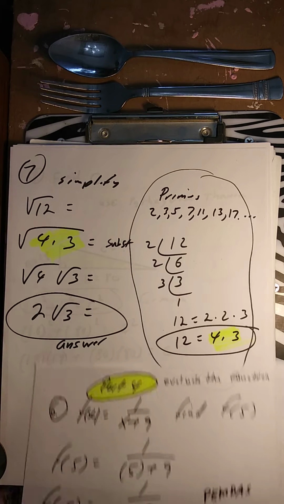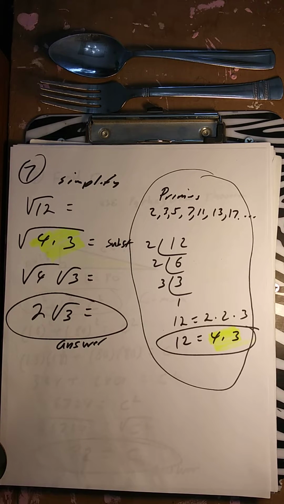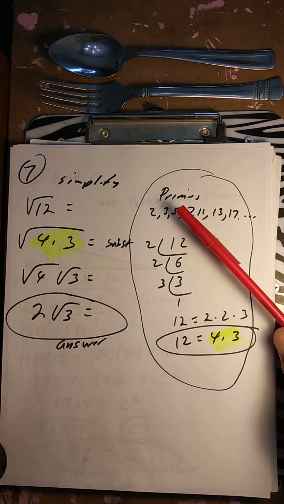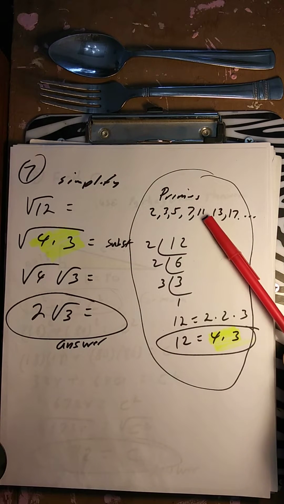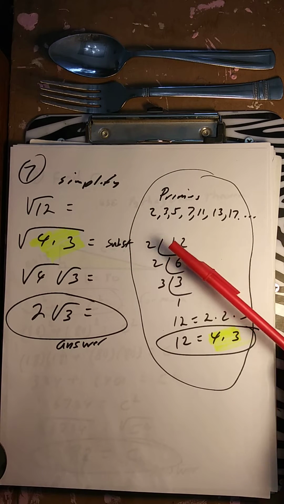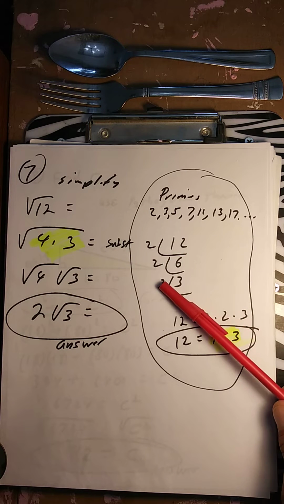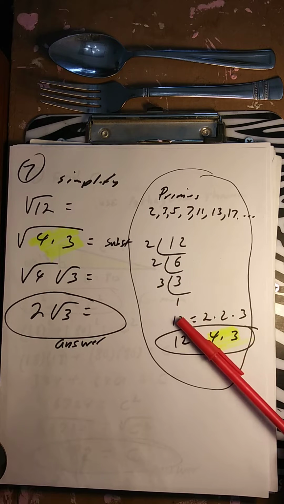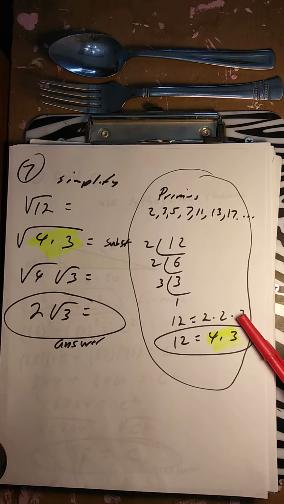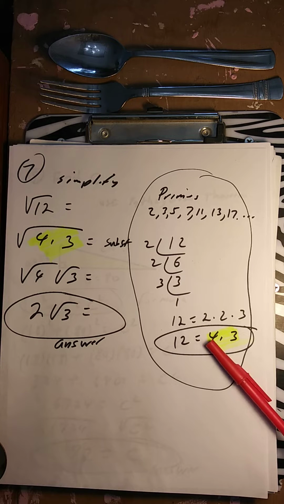Okay. All right. Simplify this. The square root of 12. So first thing you do is write the prime numbers: 2, 3, 5, 7, 11, 13, 17. Keep going, there's more. So divide. 2 divides 12, 6. 2 divides 6, 3. 3 divides 3, 1. So 12 is 2 times 2 times 3. Or another way, it is 4 times 3.